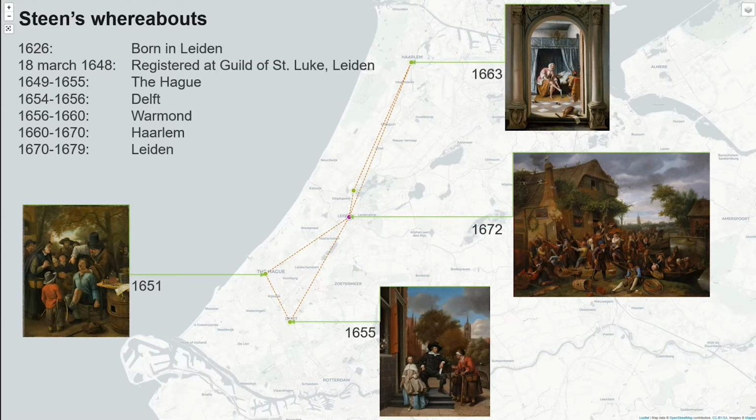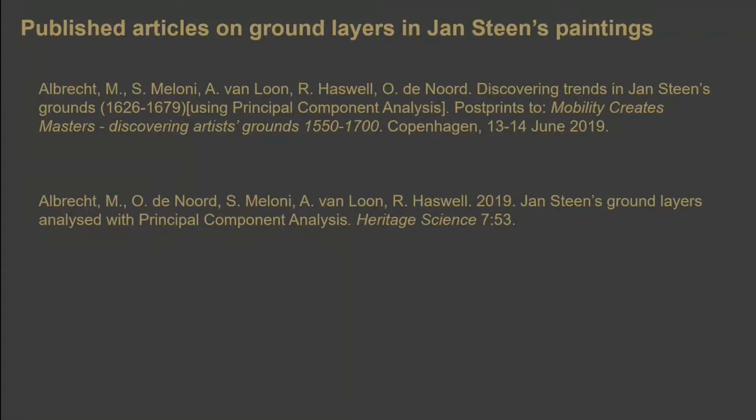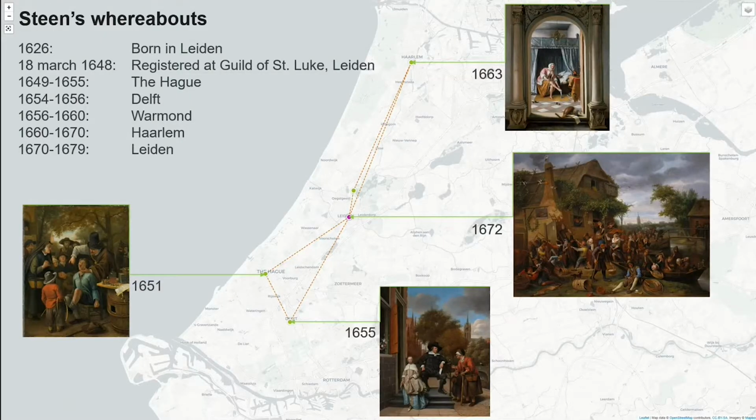During his career, Jan Steen lived and worked in several cities in the Netherlands. He started working in The Hague together with his father-in-law, Jan van Goyen. From there, he briefly moved to Delft, then to Warmond, and then to Haarlem. And he ended his career in his birth town, Leiden. Our hope for this project was that there would be differences in materials between the different cities he worked in, so that it would be possible to place certain paintings in certain cities based on the materials that were used.